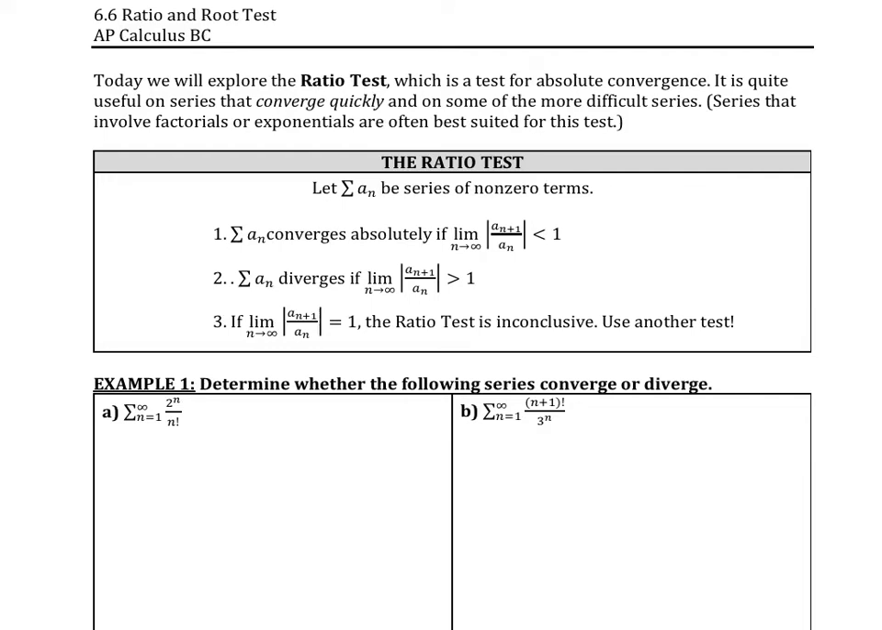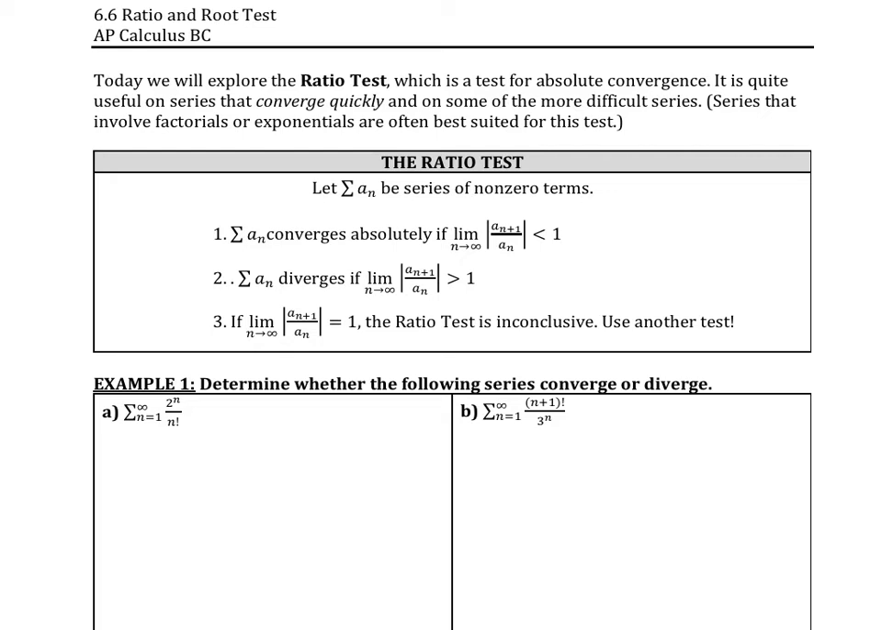Today we are going to look at two more tests, the last two in our grouping of infinite series. We're going to look at the ratio and the root test. The ratio test is a great test to use on series that have factorials or exponentials. That is a great place to use the ratio test. So series that converge very quickly would be a good place to use the ratio test.